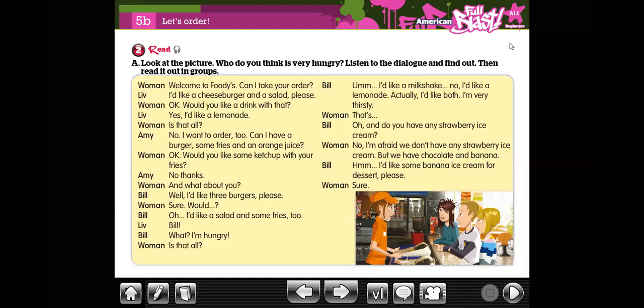Oh, and do you have any strawberry ice cream? No, I'm afraid we don't have any strawberry ice cream, but we have chocolate and banana. I'd like some banana ice cream for dessert, please. Sure, okay, sure. Remember this.